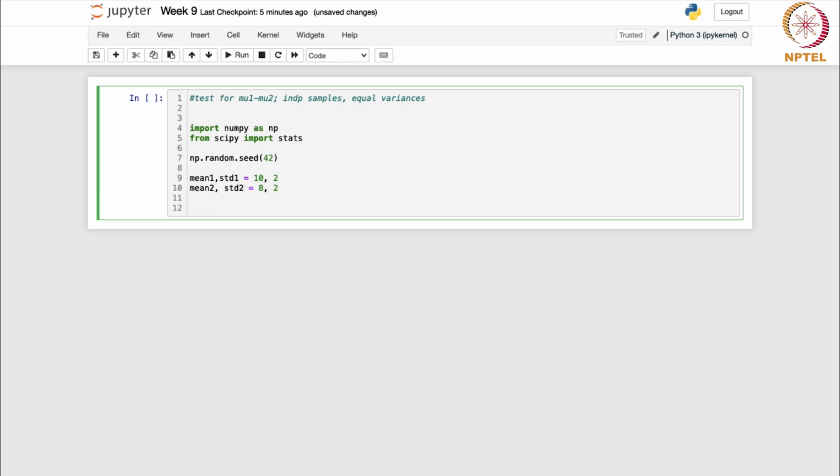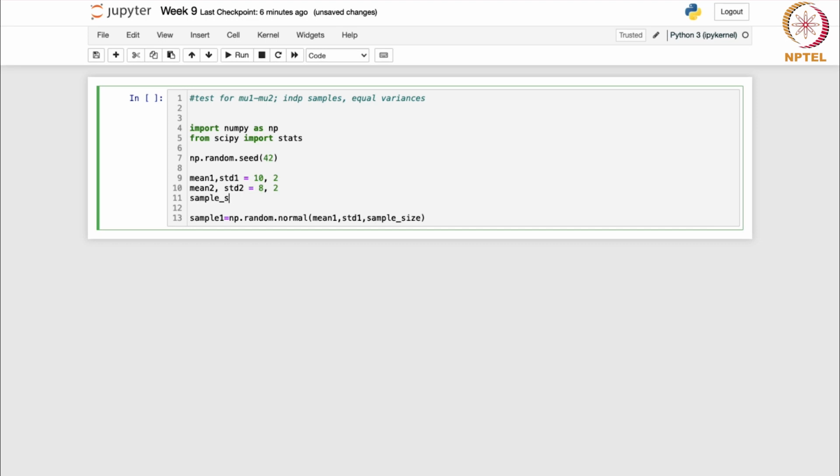Okay. So now we are going to draw samples from these using np.random.normal. We need to draw a sample. Here the mean would be mean1, STD1 and the sample size. So let me also mention the sample size over here. Let the sample size be, suppose, 20. Because we are drawing from a normal distribution, a sample size of 20 is also applicable here. Obviously you can increase it and look at the pattern.